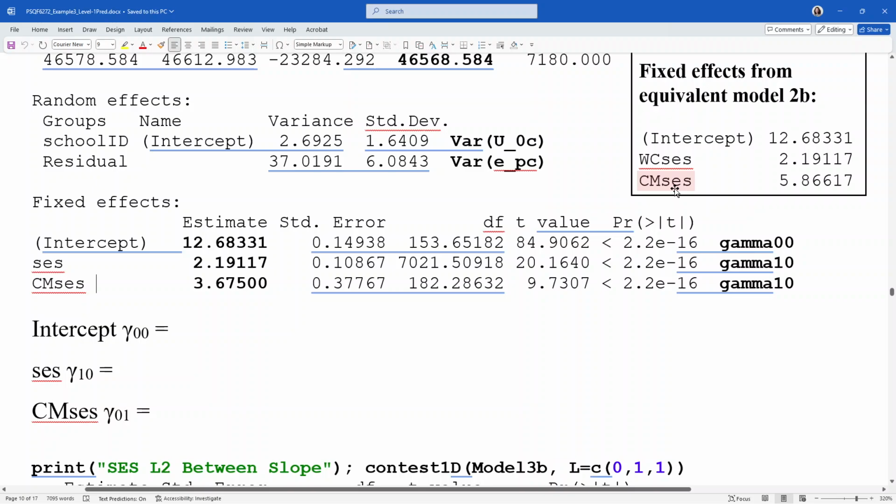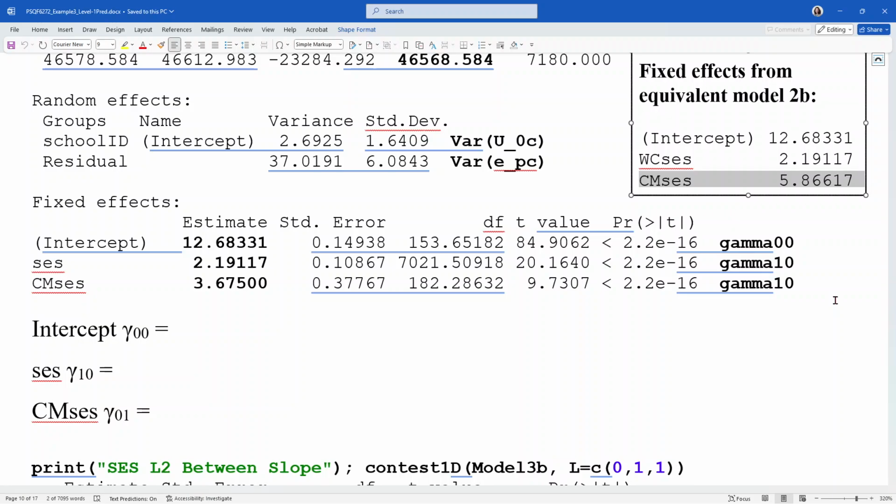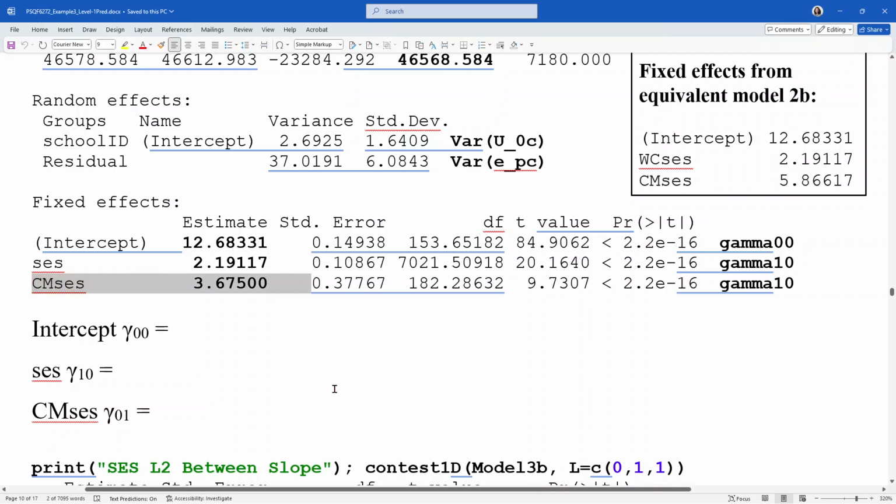It's contextual. So this between slope of 5.87 is the effect of school SES, period, without controlling for anything about the students, whereas this contextual SES effect at level 2 is the extra contribution of the school after controlling for the students.